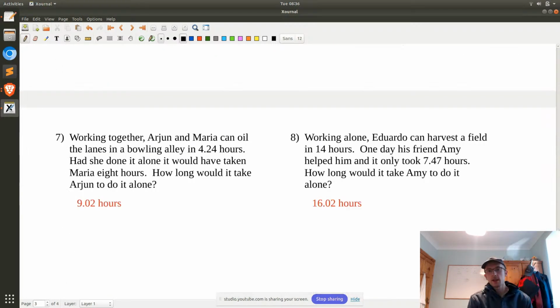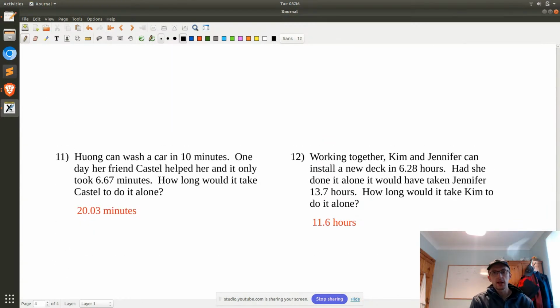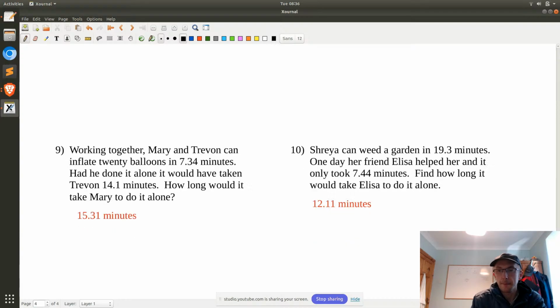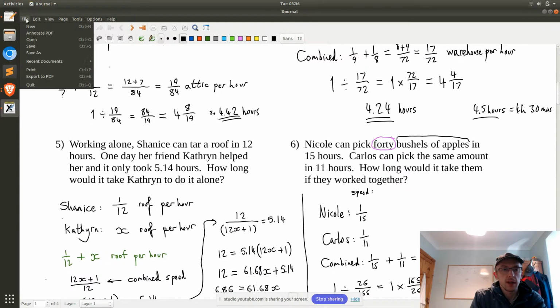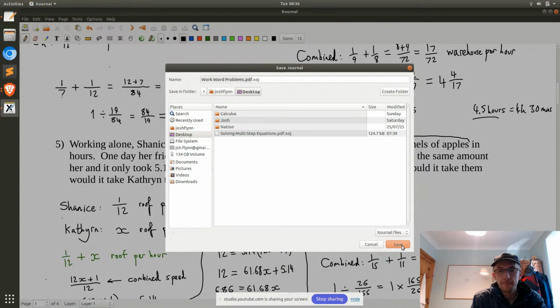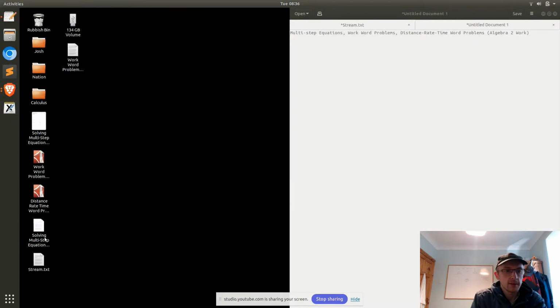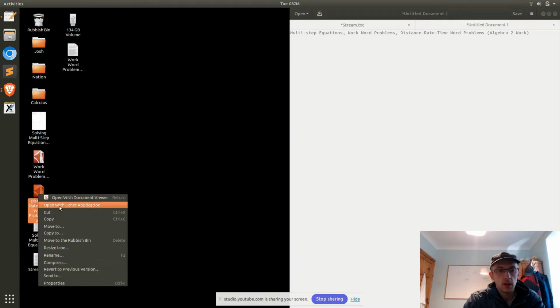And this one is really absurd because installing a deck is a multi-part process. It's really not like painting a fence where you can both start at opposite ends and meet in the middle, right? It's a multi-part process. So this is really not an appropriate situation to apply it in. But that's done. So what next? What next is distance, rate, and time word problems.